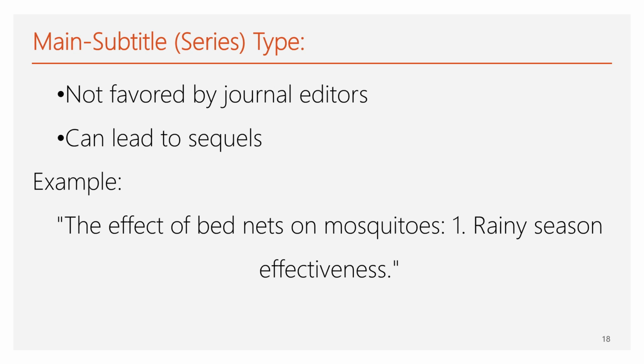For example, the effect of bed nets on the mosquitoes. First, rainy season effectiveness. Such a type, a main title followed by a subtitle, is not favored by journal editors because once such titles are accepted and the research article is published, there is a mandatory obligation for that particular editor to publish its sequels.